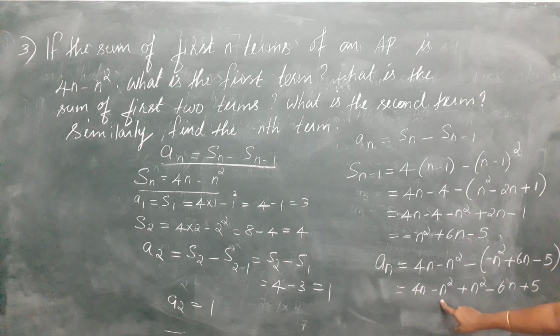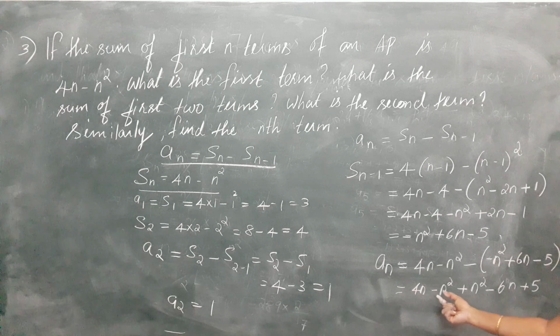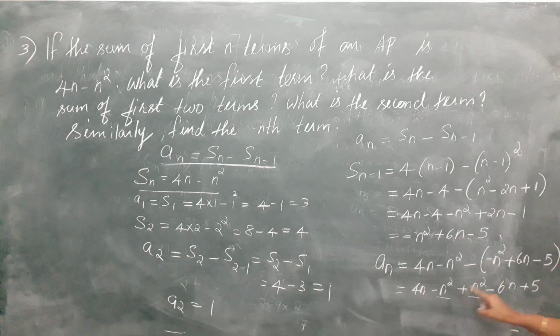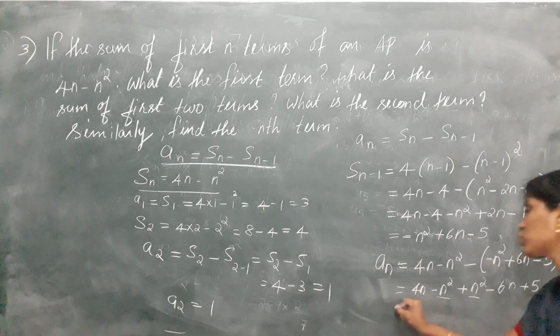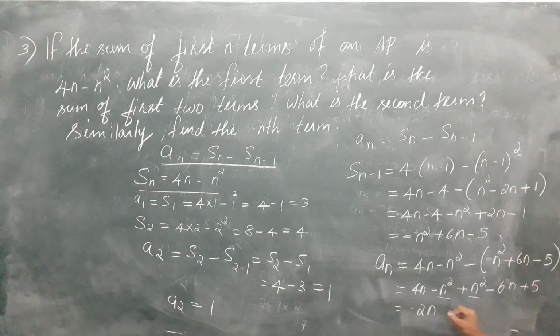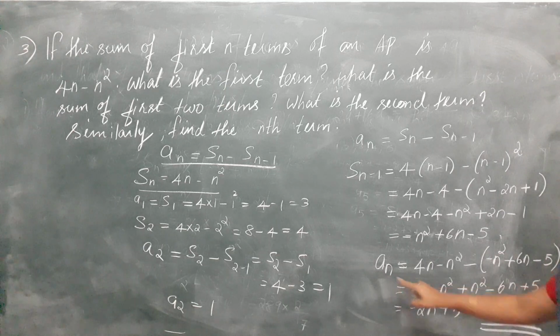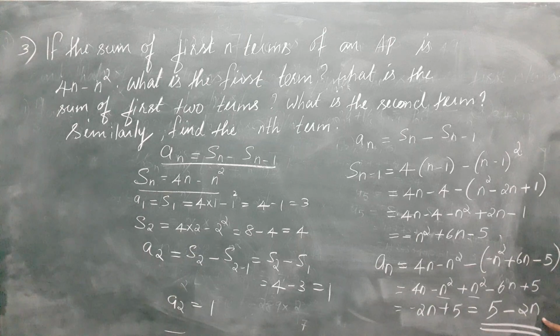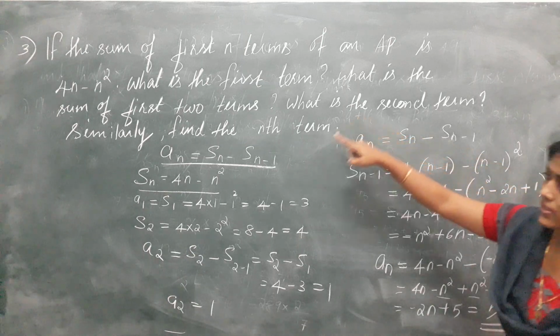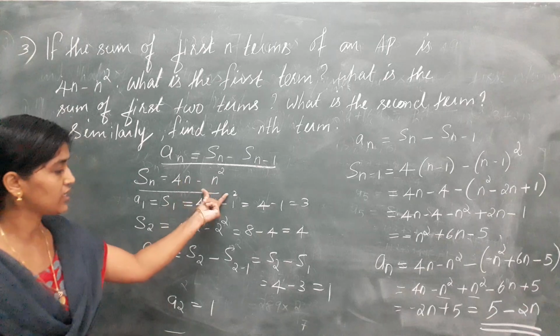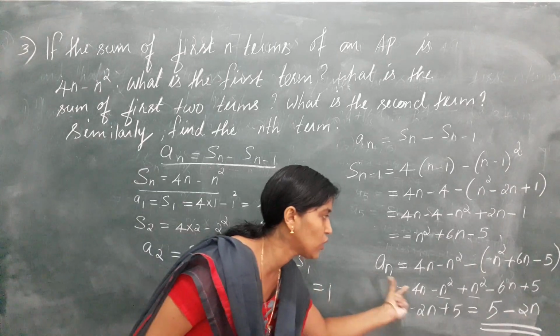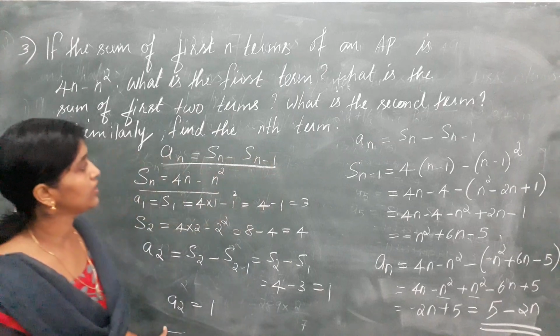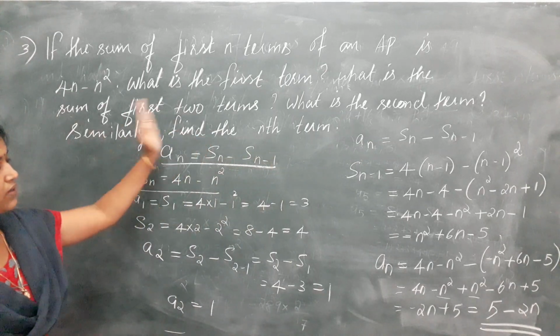Now again we can reduce the expression. Minus n square plus n square becomes 0. Now 4n minus 6n gives minus 2n, and here plus 5. We can arrange and write it as 5 minus 2n. So an is equal to 5 minus 2n. Where Sn is equal to 4n minus n square, the nth term is 5 minus 2n. This is how we find the nth term given the sum.